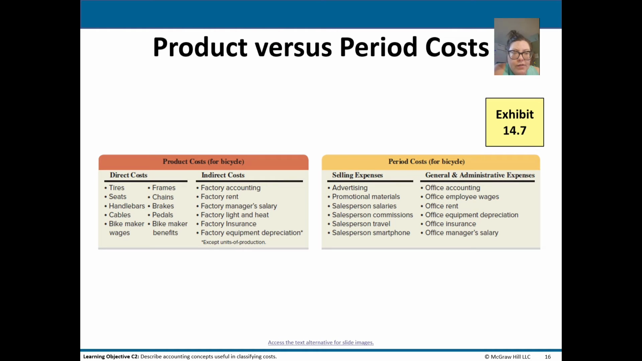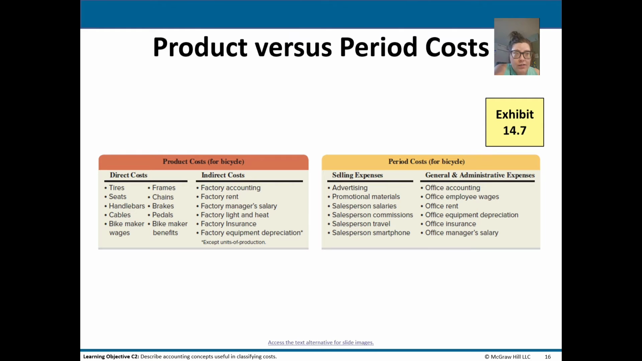Product versus period costs in a little bit more detail. The product costs are production costs necessary to create a product and consist of direct materials, direct labor, and factory overhead, like we said. The product costs are added to inventory or capitalized during the manufacturing of products. So when the products are sold, that's when the cost gets expensed out as cost of goods sold.